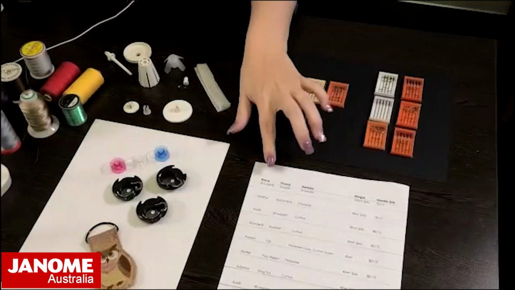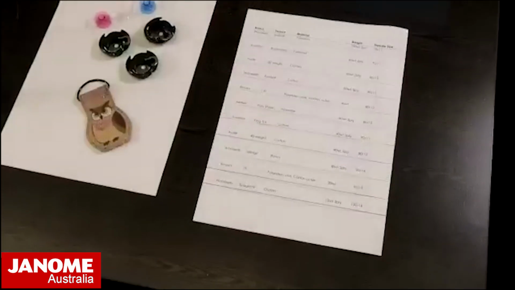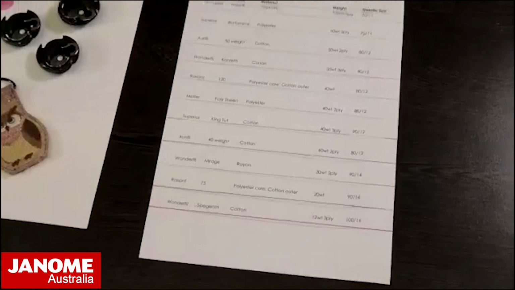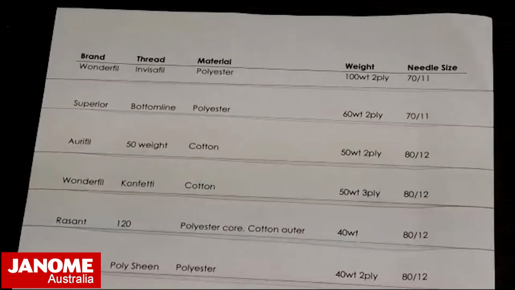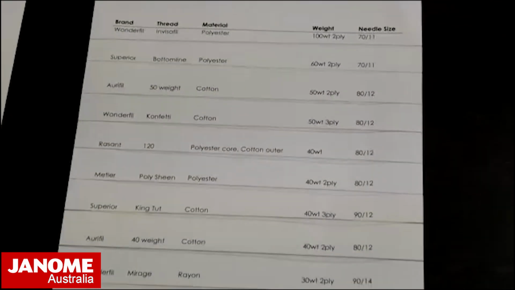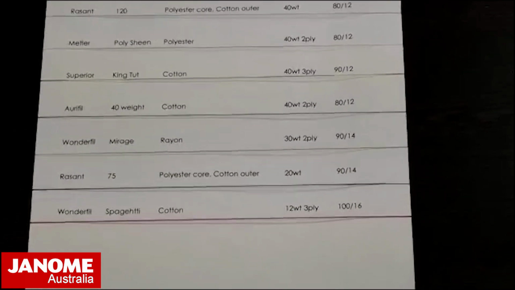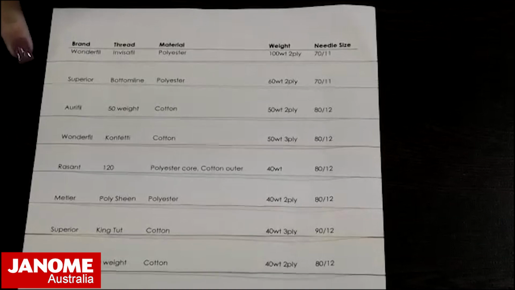So what we're going to do is first of all have a look at what sort of threads might be available. And I might get Peter to zoom in on this, my little chart. So I've put on here a number of different threads that are just readily available in our local quilt shops. I've got a number of different brands, and I've got cottons, polyesters, acrylics, a rayon, polyester core, so all sorts of things. And I've made up this little chart, and from the top of the chart to the bottom of the chart, it goes up in thickness.